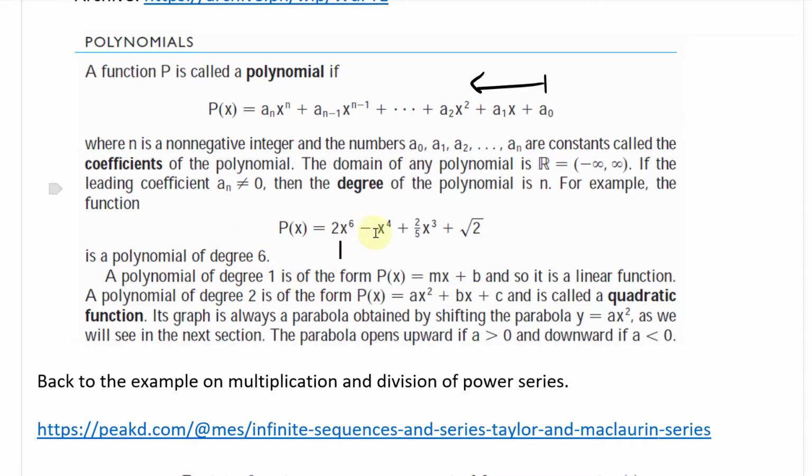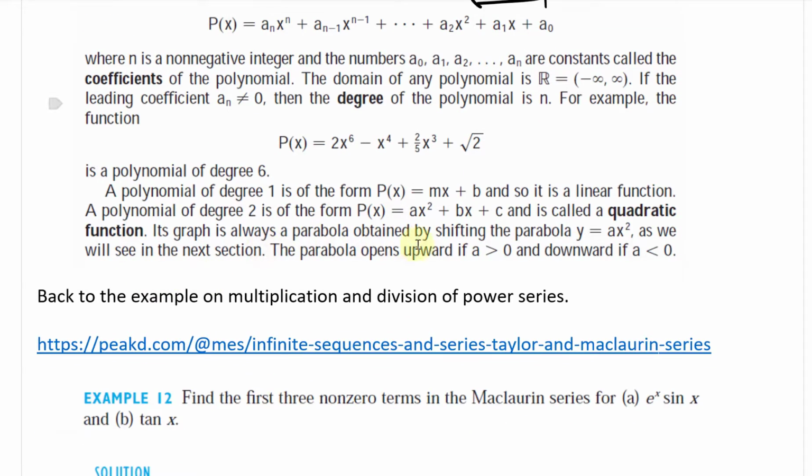A degree 1 polynomial is a linear function, which is mx plus b. A polynomial of degree 2 is of the form ax squared plus bx plus c, and it's called a quadratic function. Its graph is always a parabola. It opens upwards if a is greater than 0 and downwards if a is less than 0. So yes, positive or negative.